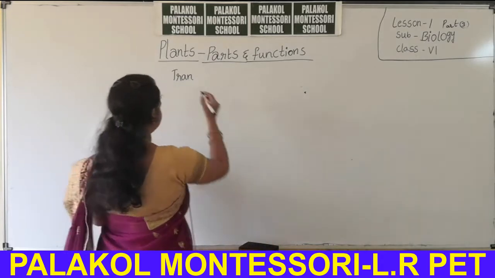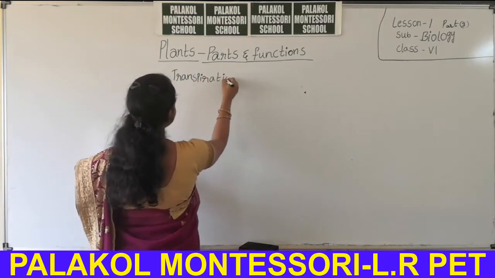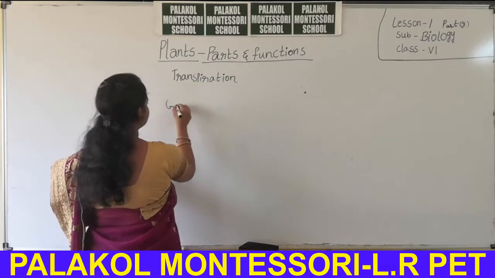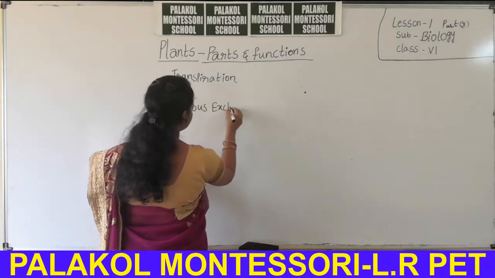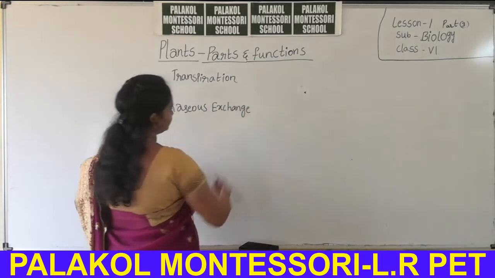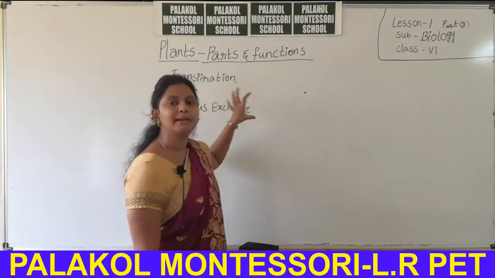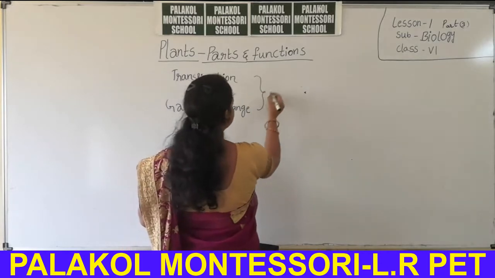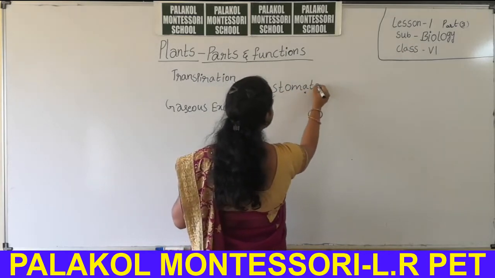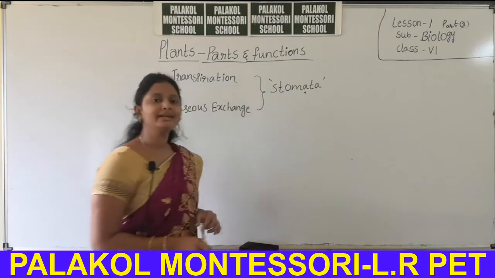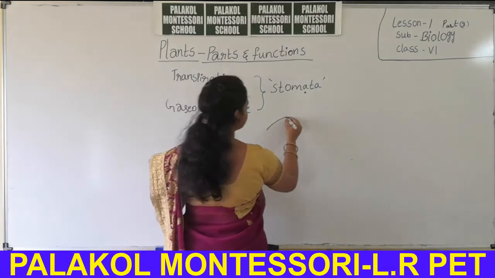Okay, then transpiration and gaseous exchange are related. These are the roles played by specialized structures present in the leaves of a plant called stomata. Stomata are specialized structures present in leaves.